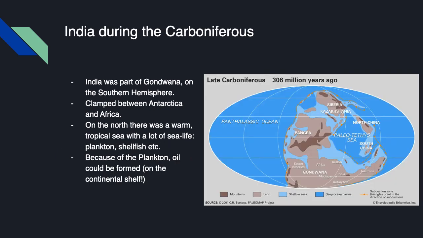During the Carboniferous, India was part of Gondwana on the southern hemisphere. If you look at this map, you can see that India is very, very low. It's just above Antarctica, and it has a shallow sea on the north. India was clamped between Antarctica and Africa, and that warm tropical sea on the north was very important because it contained a lot of sea life, plankton, shellfish, etc.